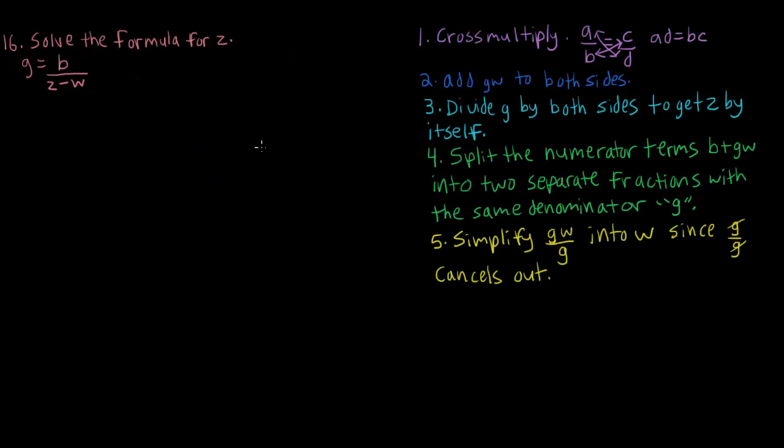Solve the formula for z. G equals b over z minus w. So step 1, we want to cross multiply. Cross multiplication is when you have a over b equals c over d, and you multiply a by d from top to bottom across the equal sign, and then b gets multiplied by c, so from bottom to top. So essentially AD equals BC.